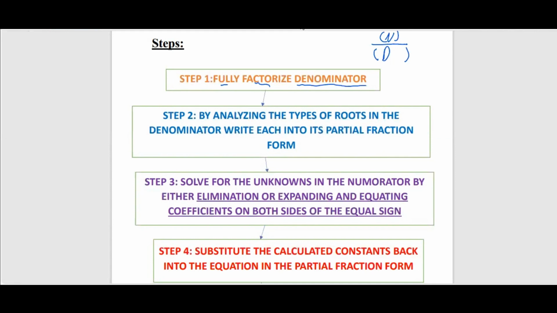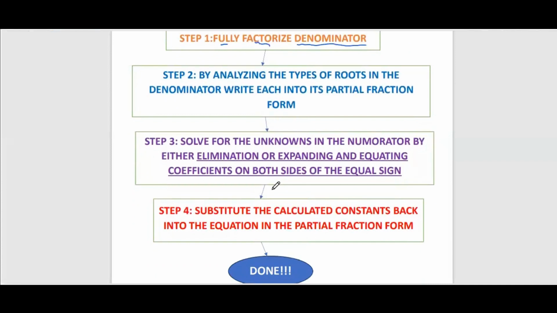The second thing is analyzing the types of roots. Any denominator in its simplest form is going to be one of four types, which we'll go through shortly. Once you know the type, you just express it in its partial fractions form individually. There are different types of roots, so you factorize the denominator and look at the types of root in the denominator. That's the second step. The third step is you solve for the unknowns, which we'll see shortly.